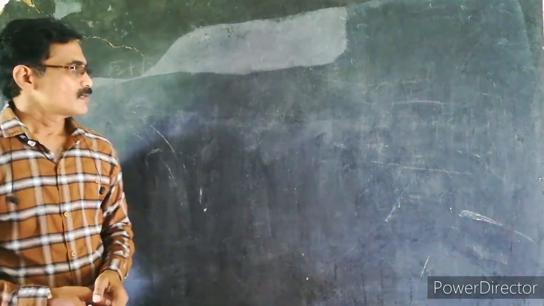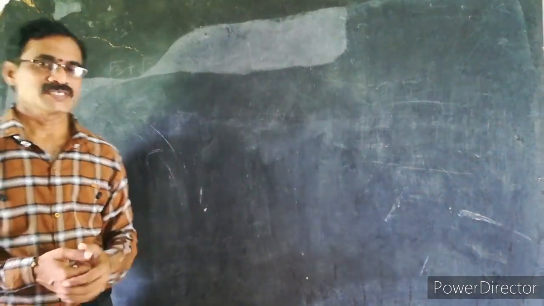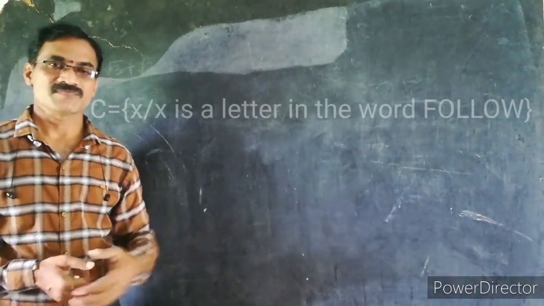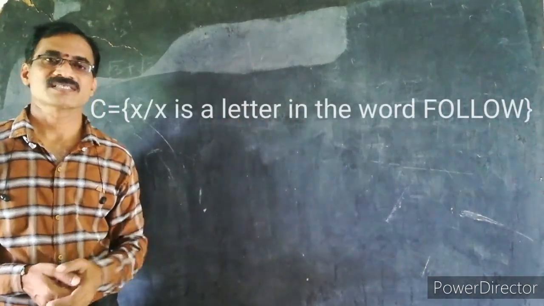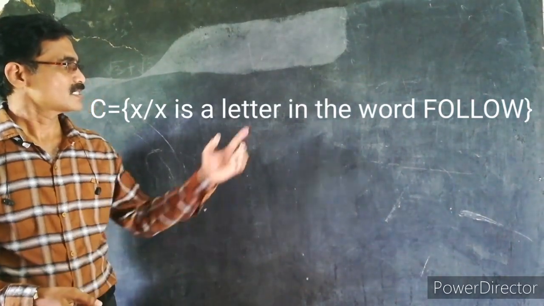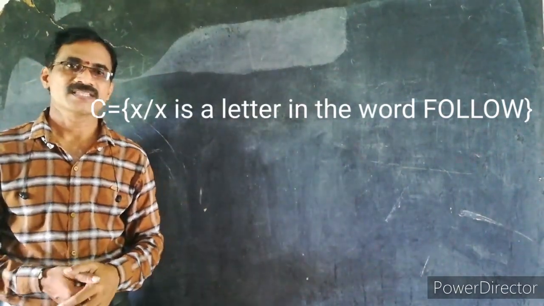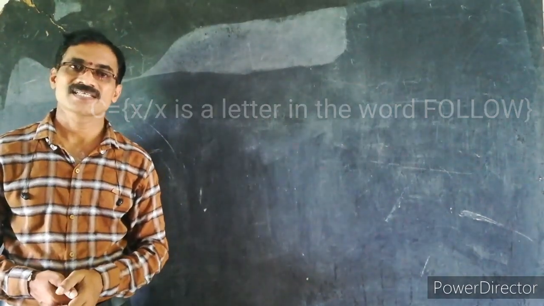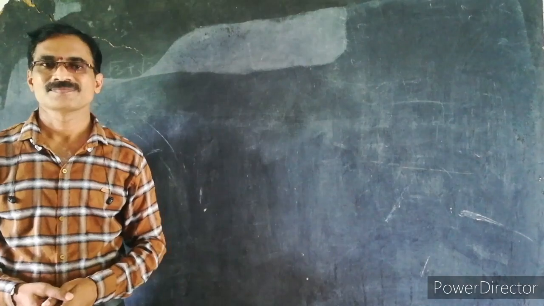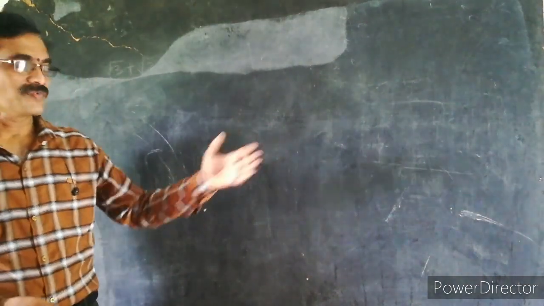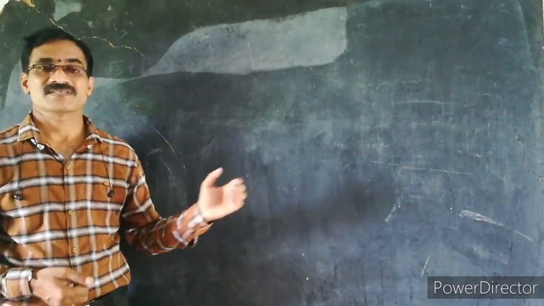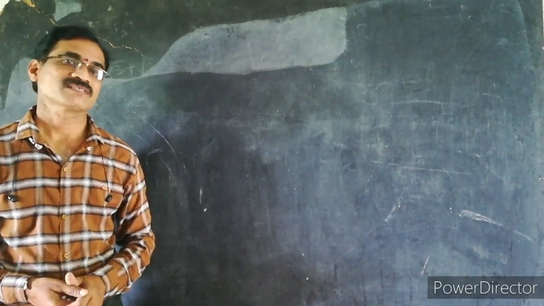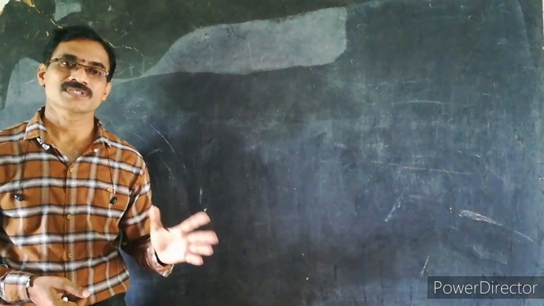One more example here. C is the set, in the set builder form it is, x such that x is a letter in the word FOLLOW. x is a letter in the word FOLLOW. Okay, now what is the cardinal number of this set? n(C) is equal to how much? How many letters are there in the word FOLLOW?